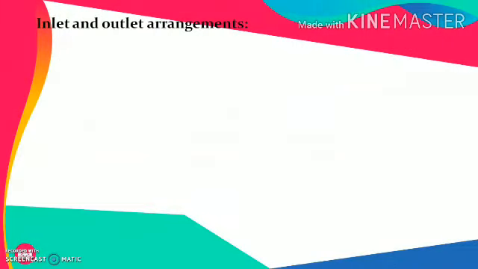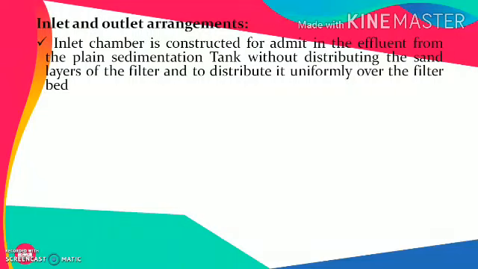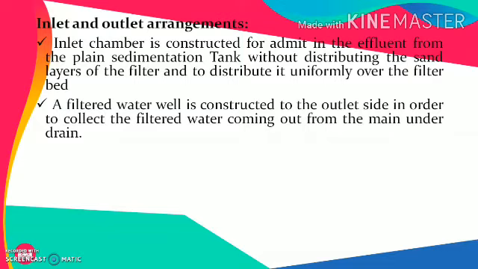The inlet and outlet arrangements. An inlet chamber is constructed for admitting the effluent from the plain sedimentation tank without disturbing the sand layers of the filter and to distribute it uniformly over the filter bed. A filtered water well is constructed on the outlet side in order to collect the filtered water coming out from the main under drains. So the inlet and outlet help to accept the water and, after filtration, to transfer it for the further processes.